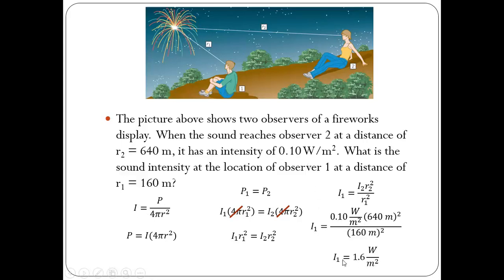So that means that the sound intensity at observer 1, who is about 500 meters closer, a quarter the distance, is 16 times bigger. Which makes sense if we think about it. If increasing distance squared decreases your sound, decreasing that distance squared should have the same effect on your sound.